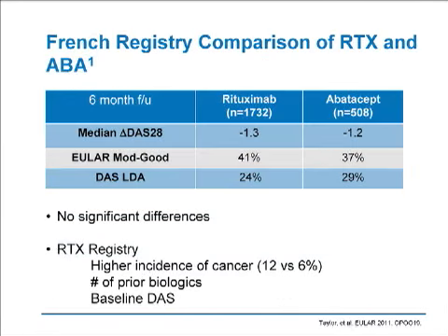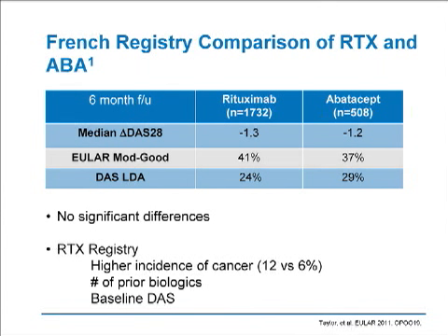Now, finally, the French registry has large patient numbers treated with rituximab and abatacept. You can see the numbers, with 1,700 patients treated with rituximab and 508 patients treated with abatacept. This is usually after failing a TNF antagonist, being resistant to TNF antagonist activity, or a safety event. What you see is that the mean change in delta DAS 28 is obviously very comparable. The numbers in EULAR moderate to good responses are very comparable, and the DAS low disease activities are very comparable. There's no significant difference.